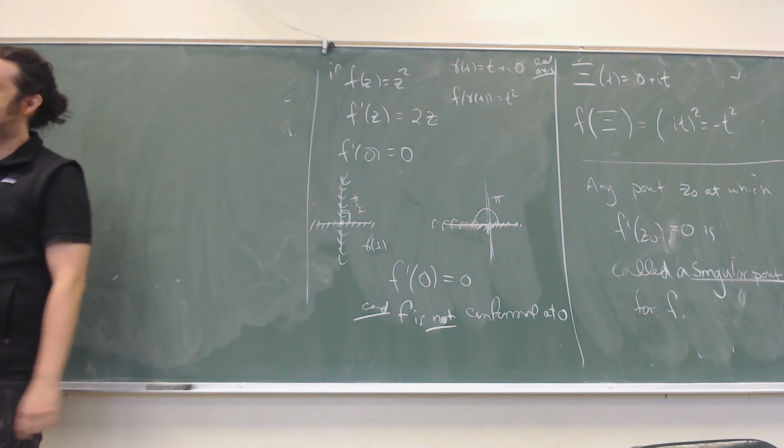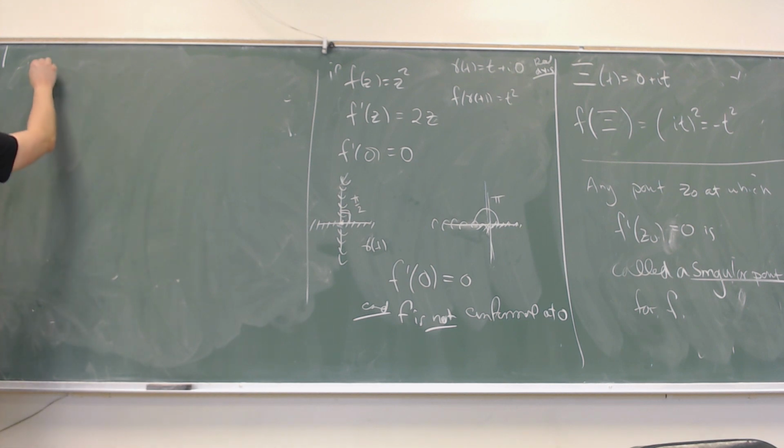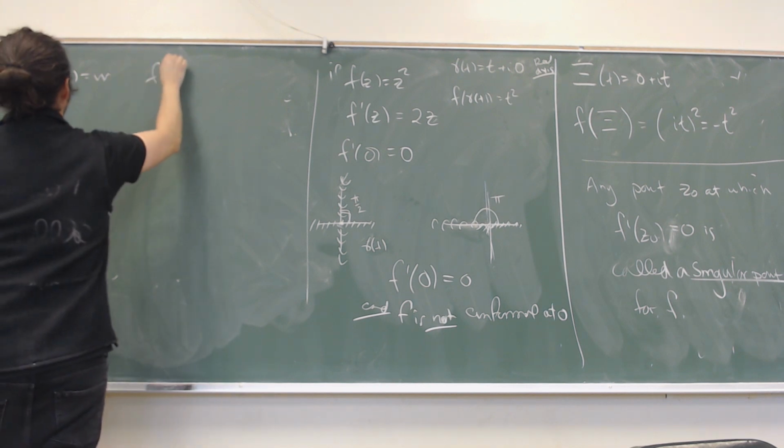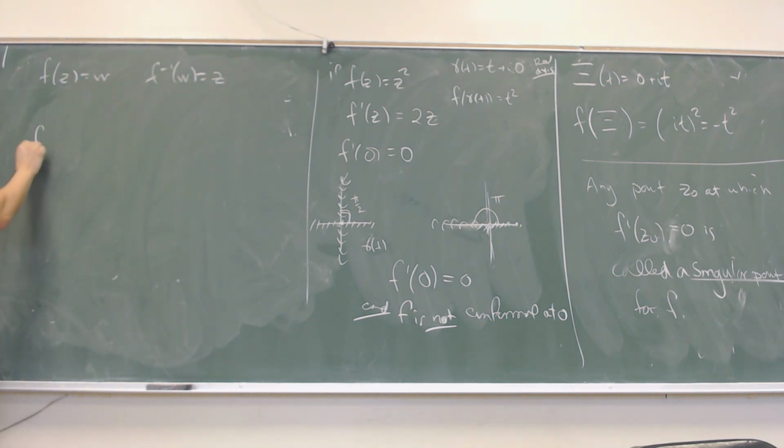Assume f is invertible. I'll give it to you: f is invertible and differentiable. I want to know, if I just wrote down f of z is equal to w, and f inverse of w is equal to z, and I write down d by dw of f inverse of w, something goes on the other side of this equation involving f.